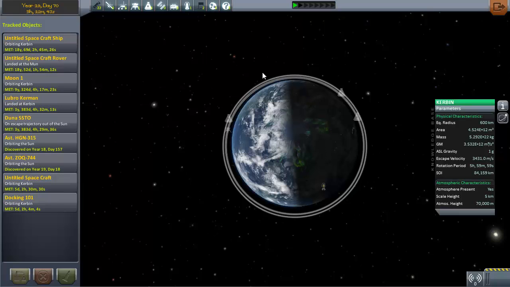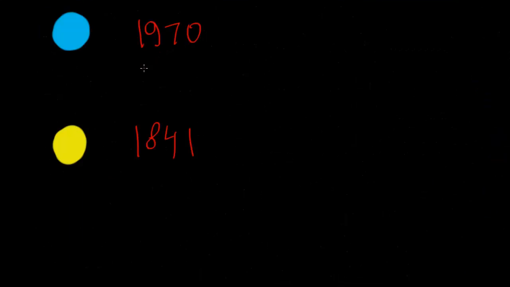So I'm going to quickly calculate the orbital period for both of these objects. And these are the answers. So 1970 seconds for the top object, my main station that's about 100 kilometers above Kerbin, and then 1841 seconds for my object that I want to dock with it. Now let's take a look at what we need from this.